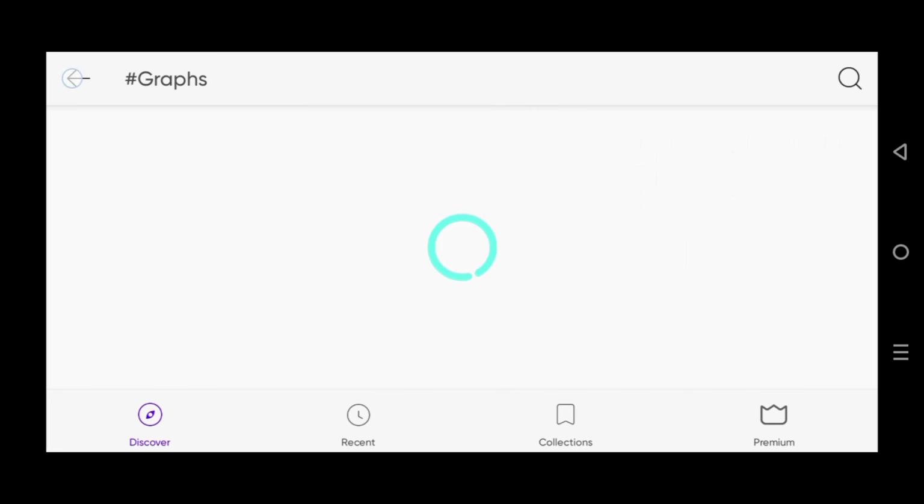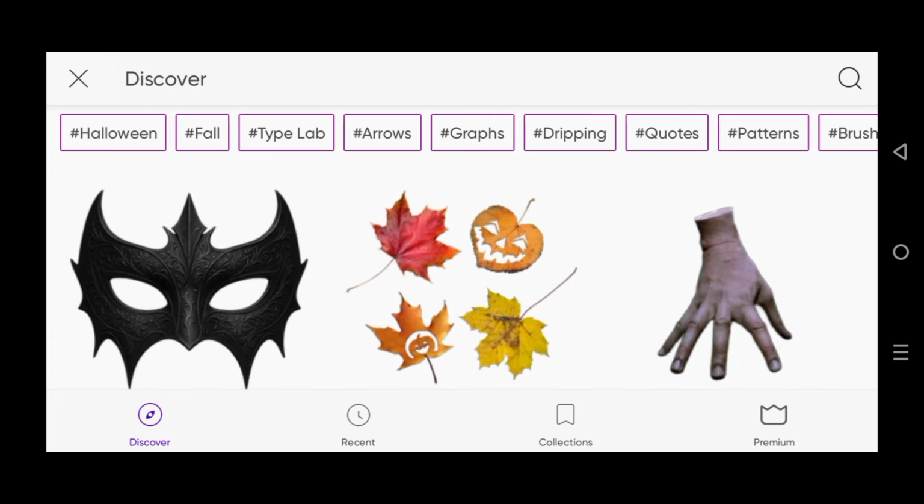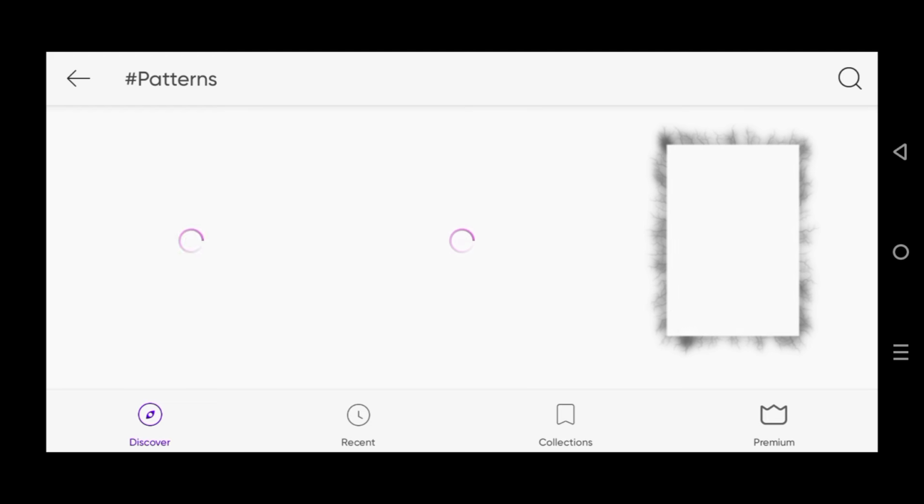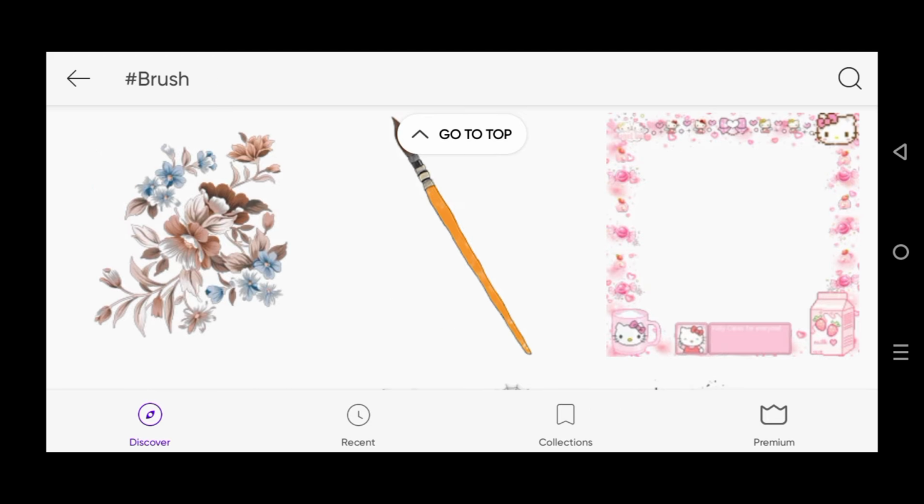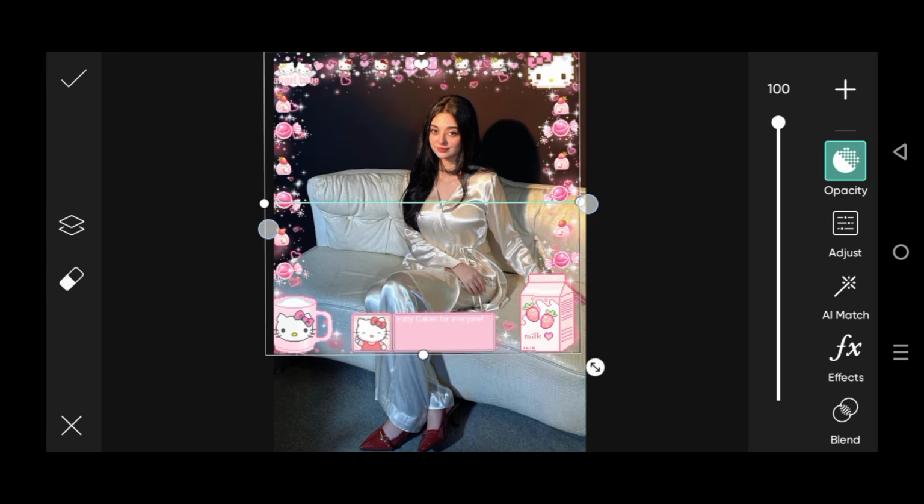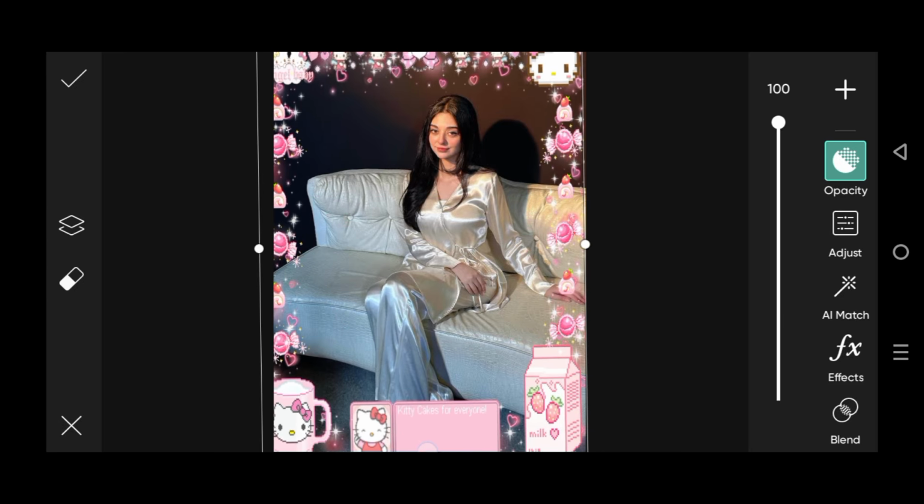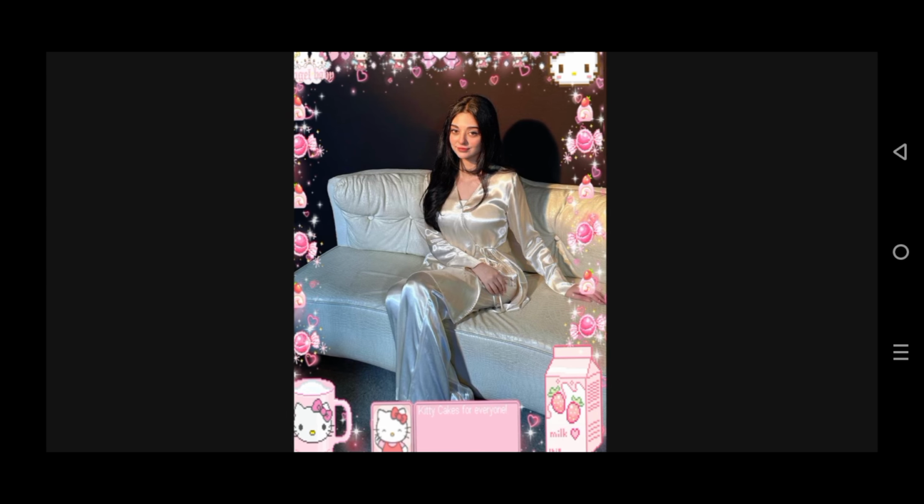These are the graphs, so here are some drippings. So these are such kind of dripping, and these are the patterns. So guys, here from the brushes I have to choose one to put on the pictures which have been put on it. Now I would try to adjust it on the side of the image which is looking like that.